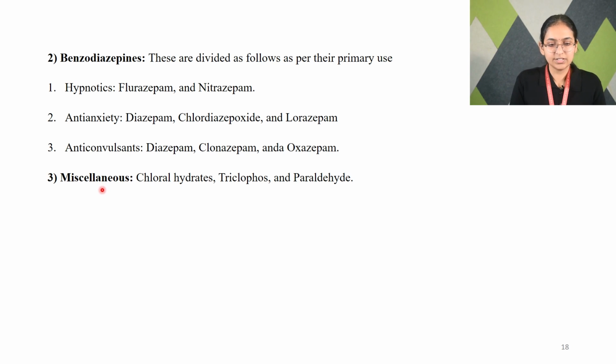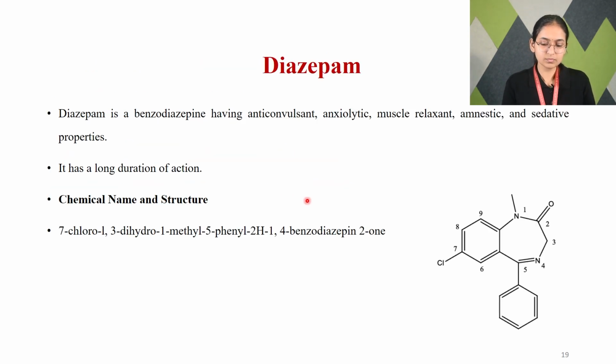Next is miscellaneous drugs. Now in this miscellaneous category, the drugs which are not coming under either of the categories, that is urea derivatives and the benzodiazepines, are classified into the miscellaneous. The examples are chloral hydrate, triclofos and paraldehyde. So this was about the sedatives and hypnotics. Now we will be looking at the drugs which come under this sedatives and hypnotics category.